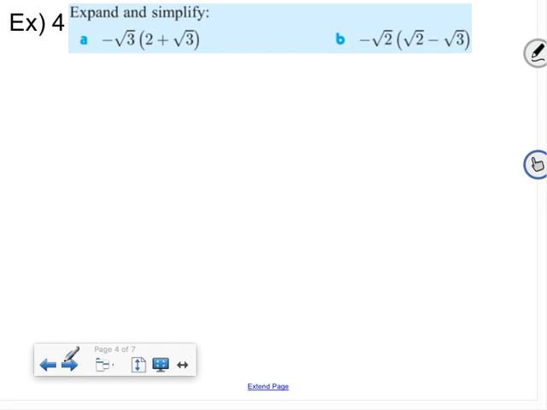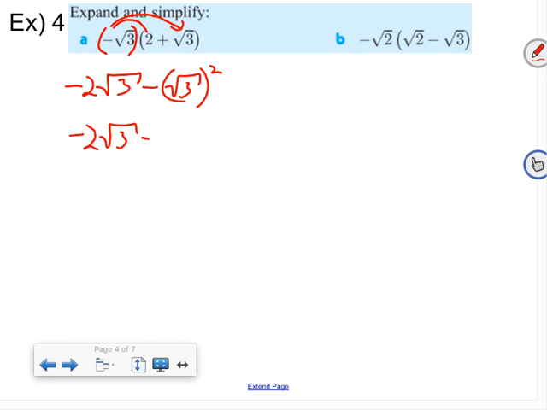In example 4, we're going to expand and simplify. Just making note of our negative, that negative is getting multiplied through to both terms as well. So negative square root of 3 times 2 is going to be negative 2 square roots of 3. Always writing my coefficient first. Now negative square root of 3 times a positive square root of 3, I'm going to get a negative square root of 3 squared. Those will cancel out, so I need to simplify. So negative 2 square roots of 3 minus 3.